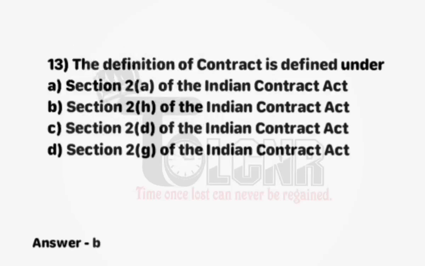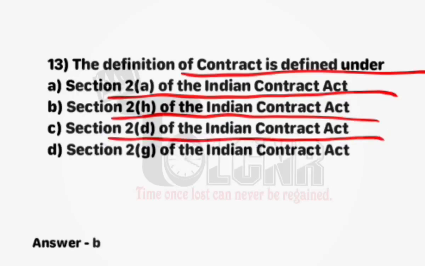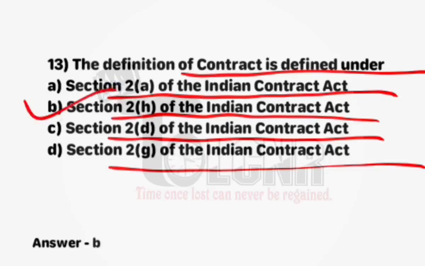Next question is, the definition of contract is defined under: section 2A of the Indian Contract Act. Option second, section 2H of the Indian Contract Act. Option C, section 2D of the Indian Contract Act. Option D, section 2G of the Indian Contract Act. Option B is correct, section 2H of the Indian Contract Act, right?